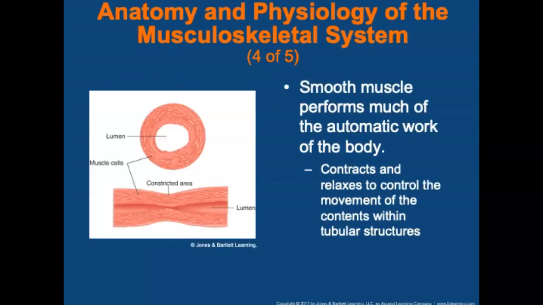Next, we're going to talk about smooth muscle. Of course, smooth muscle performs much of the automatic work of the body. I think of smooth muscle as being in the tubes of the body. It's also called involuntary muscle because it is not under voluntary control of the brain. It's found in the walls of the tubular structures of the body, such as the gastrointestinal tract and blood vessels. It contracts and relaxes to control movement of the contents in these structures.